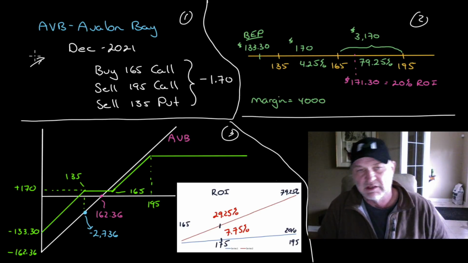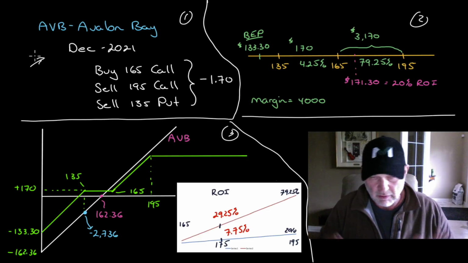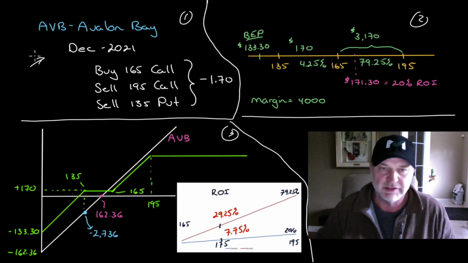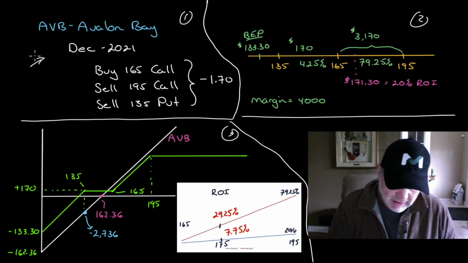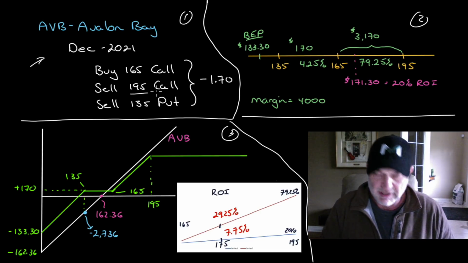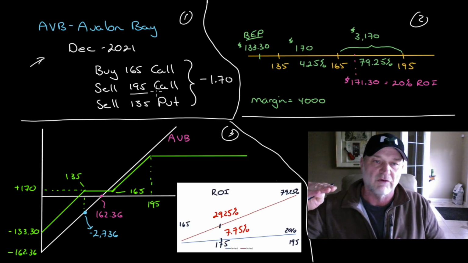Avalon Bay, December 2021. I'm going to do it with options. I'm going to buy the $165 call. Avalon Bay right now is at 162; it closed Friday at 162.36. I'm going to buy the very next call at 165, and I'm going to finance it by selling the $195 call because I don't see it getting much above 195 for a while.